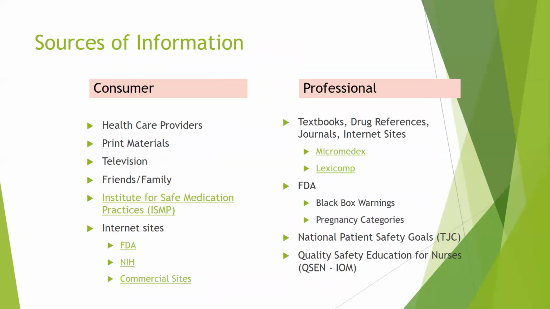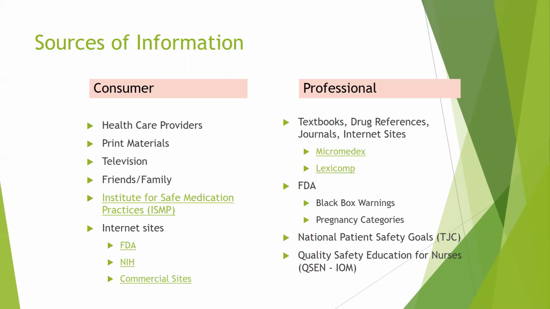So, where do we get all of this information from? As a consumer, we receive much of our information from our healthcare providers, printed materials, perhaps from the healthcare providers. We also receive information from the television. We receive information from family and friends. We receive information from simply just Googling, right? There are websites that are made public that have great information on them. The Institute for Safe Medication Practices, the FDA, NIH, other commercial sites for drugs and drug companies.